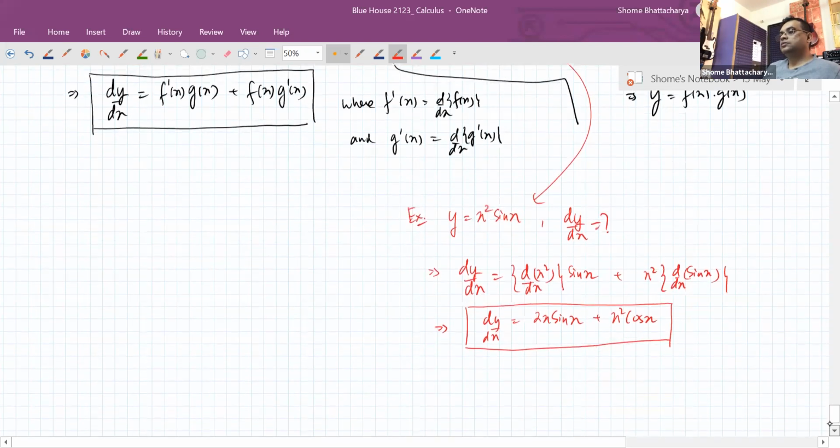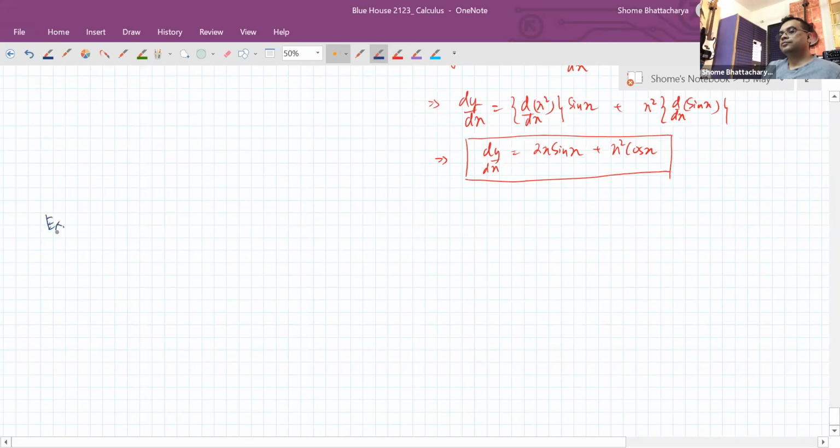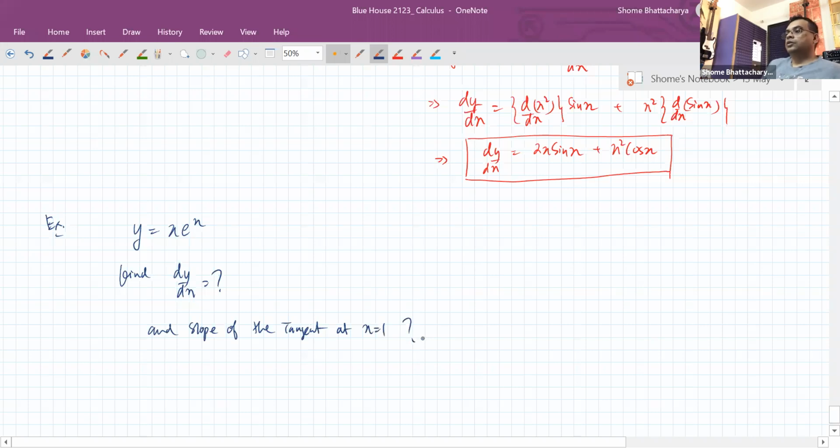Okay, so hope this is clear. Try out another example. Just quickly work this out. This shouldn't take time at all.